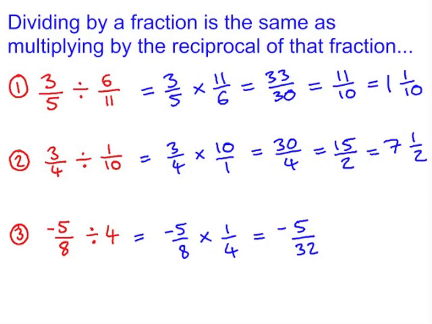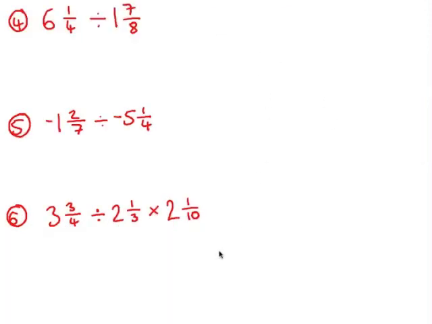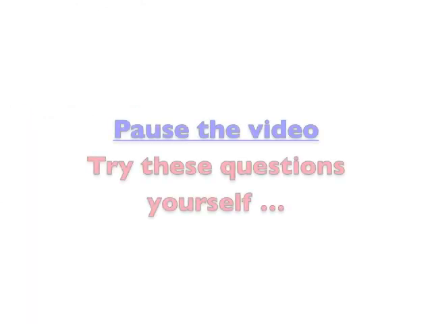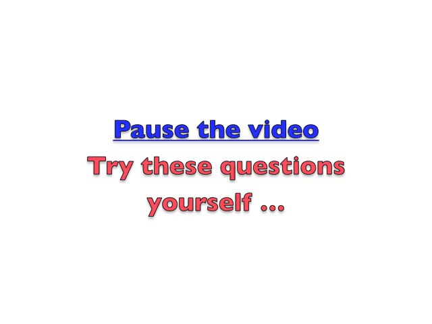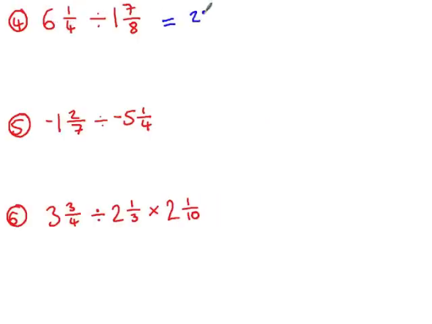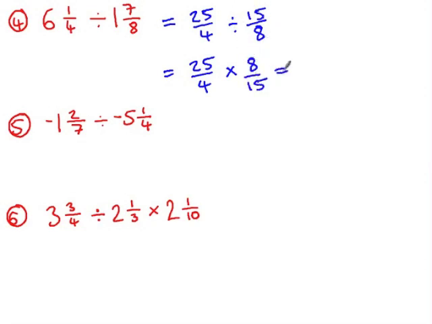But if you got these answers correct, then please pause the video again and try these next 3 more challenging problems before you watch my solutions. 6 1/4 is 25/4, and 1 7/8 is 15/8. So now I'm going to multiply by the reciprocal of 15/8, which is 8/15. 25 times 8 is 200. 4 times 15 is 60. Both of these numbers are divisible by 20 to give 10/3, or 3 1/3.